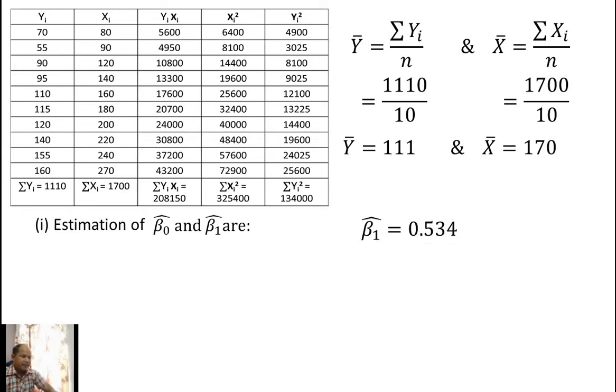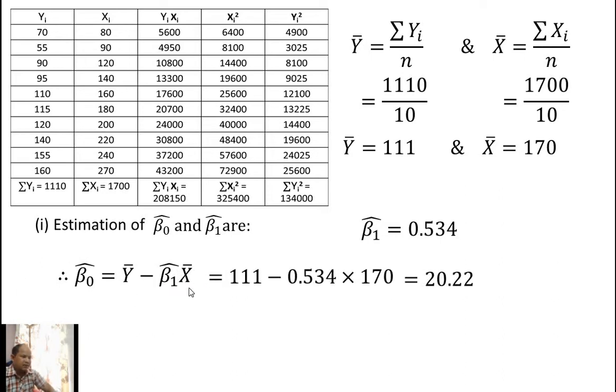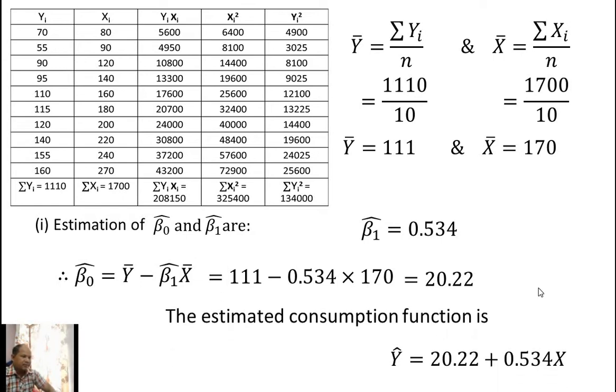Therefore, beta naught cap is equal to Y bar minus beta 1 cap into X bar, that is equal to 111 minus 0.534 into 170, and that is equal to 20.22. So the estimated consumption function is Y cap is equal to 20.22 plus 0.534x.